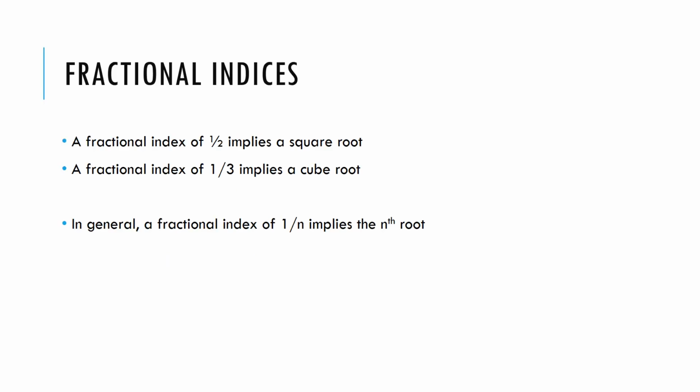Now, sometimes you will see indices which aren't necessarily whole numbers. So we've only dealt with indices that are whole numbers so far, and you'll see fractional indices. For example, you might see 1 over 2 or 1 over 3. And here, this implies some kind of root. So a fractional index of 1 over 2 implies a square root. A fractional index of 1 over 3 implies a cube root. And the general rule is that a fractional index of 1 over n implies the nth root.